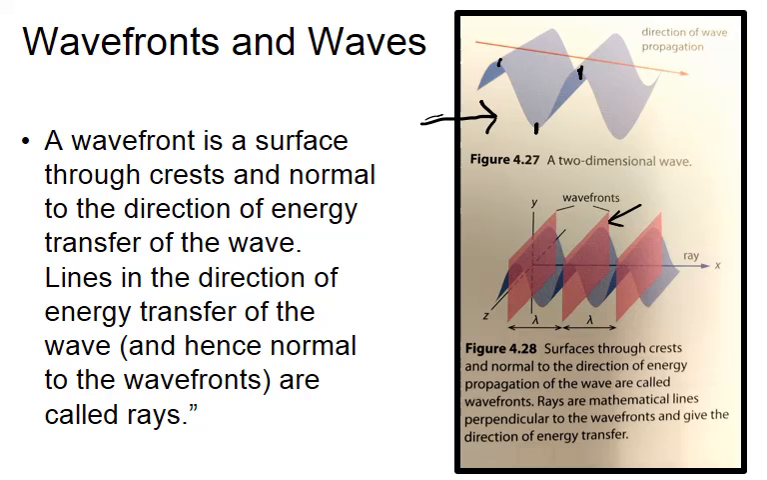And so, look at the definition here. A wavefront is the surface through crests and normal to the direction of the energy transfer of the wave. Lines in the direction of the energy transfer of the wave, and hence normal to the wavefronts, are called rays. And so we can see the ray here, going from left to right. And then we can see the wavefronts. Each of these is a full wavelength away, from a wavefront to a wavefront.